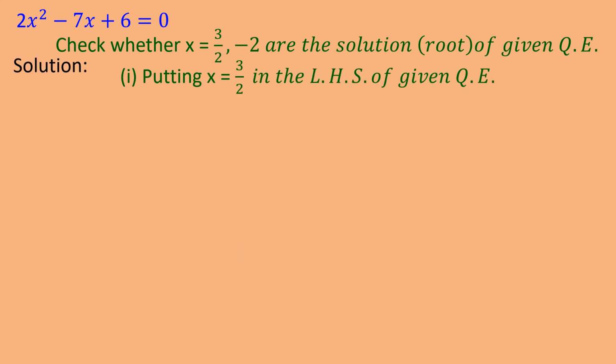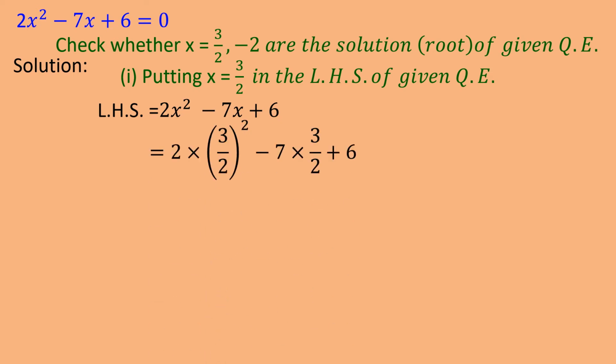Solution: the first value of x we are going to take is 3 upon 2. Our quadratic equation has two parts, 2x square minus 7x plus 6 on the left side, and on the right side we have 0. So we are substituting the value of x given to us into the left hand side of the given quadratic equation. When I substitute it, I get 2 into 3 upon 2 whole square minus 7 into 3 upon 2 plus 6.